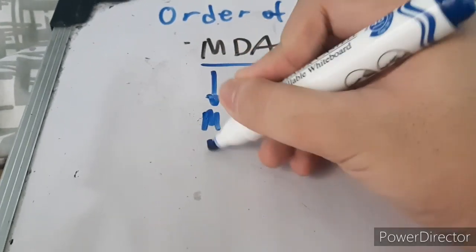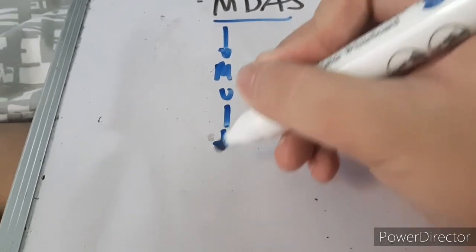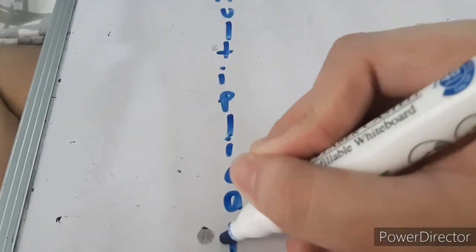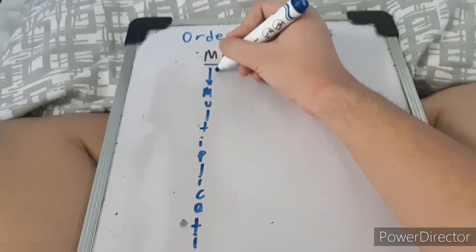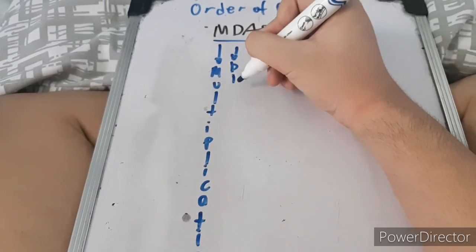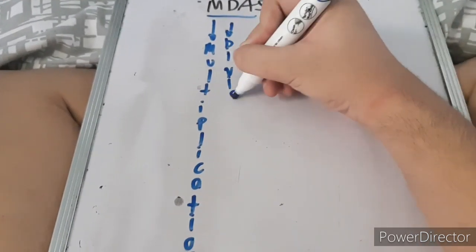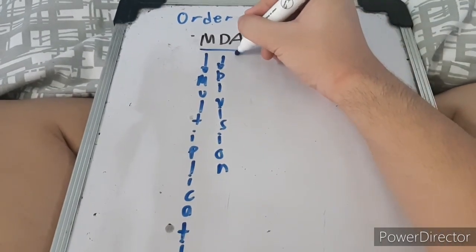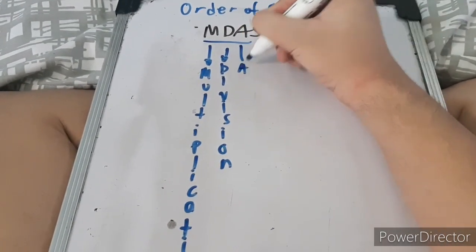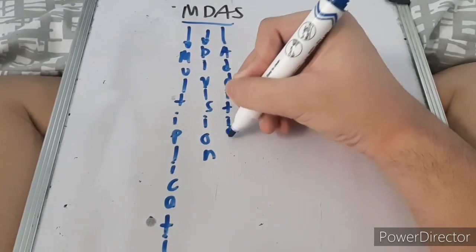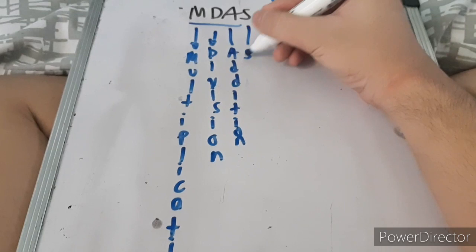So, M is for multiplication. This one is division. This one is addition. This one is subtraction.